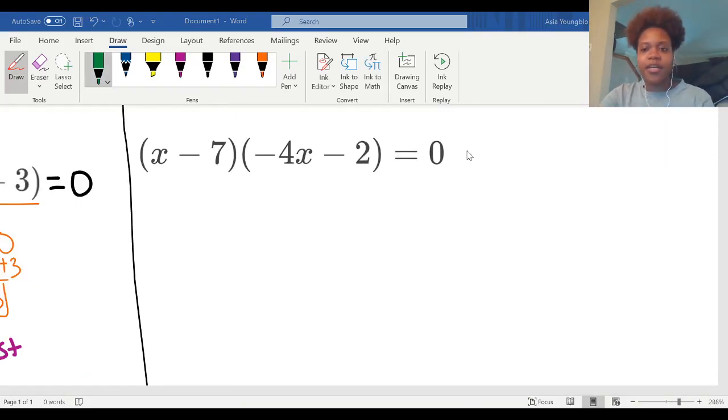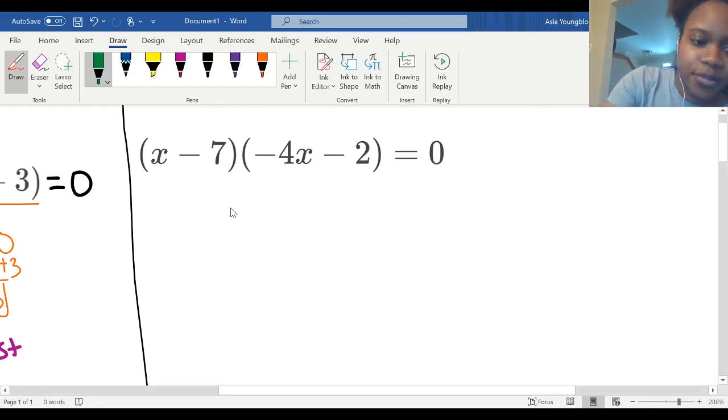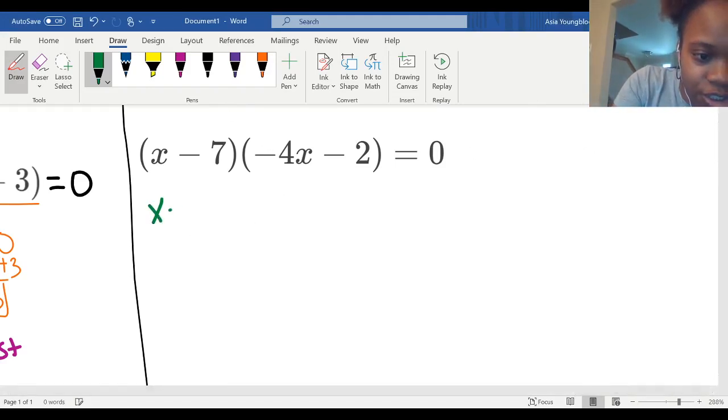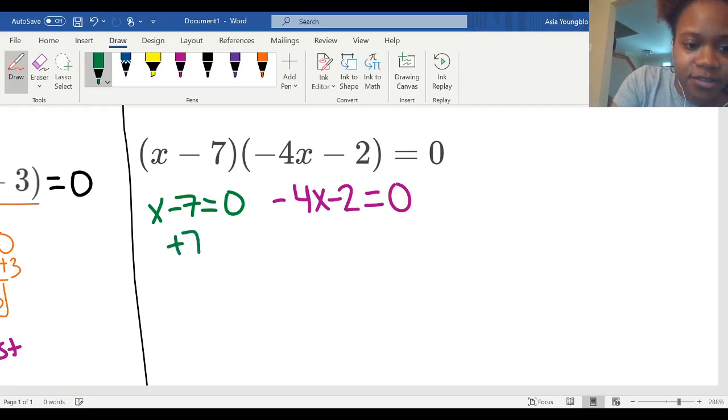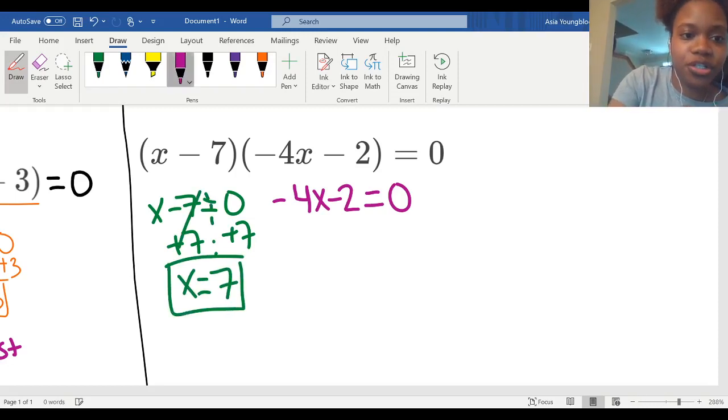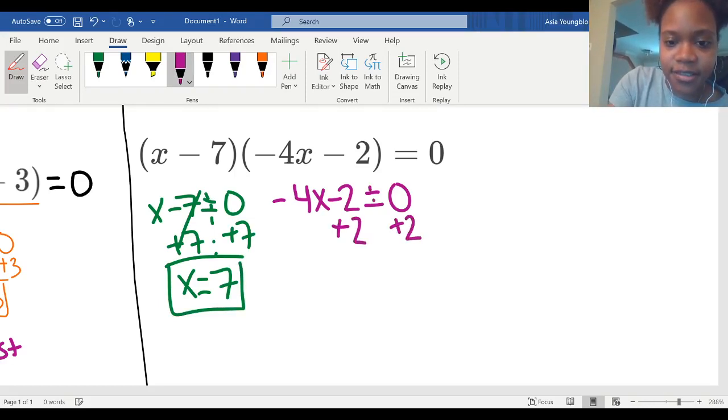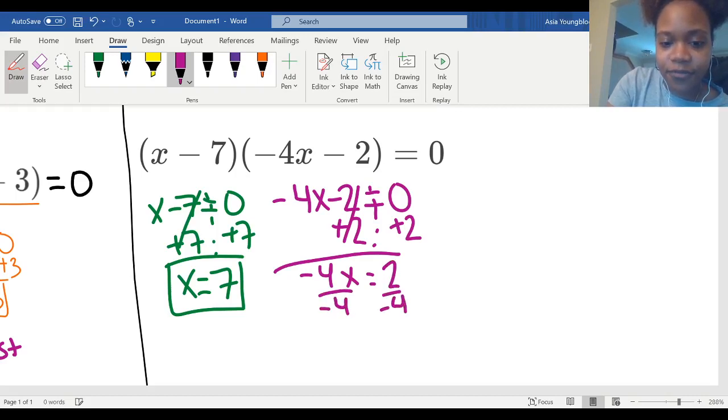In this next problem, it's already set equal to 0 for us. So we can jump straight to splitting it into 2 equations. X minus 7 equals 0, and negative 4x minus 2 equals 0. So for this first one, we're going to add 7 to both sides. So we'll get x equals positive 7 for our first solution, our first x value. For our second equation, we need to add 2 to both sides. So negative 4x equals positive 2. Then divide both sides by negative 4.